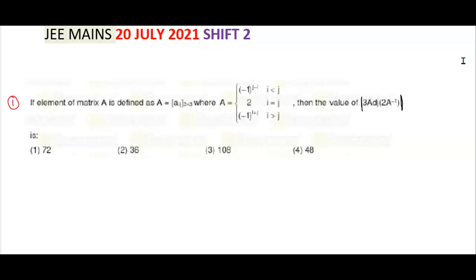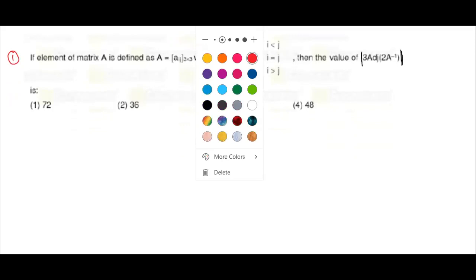Today I am going to discuss JEE Mains 20 July 2021 Shift 2 questions. See the first question. This is a matrix and determinants related problem. If the elements of a matrix A are defined, capital A is equal to Aij, a 3 by 3 matrix.